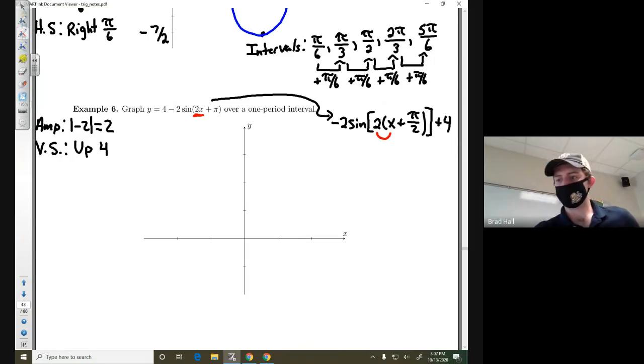And then 2 times pi over 2, well, the 2's cancel, you just get pi. Okay. It's a good way to check to make sure you factored out correctly. So I think this is a good time to bring everything back together. So amplitude is positive 2, and the vertical shift is up 4. Hopefully that part is okay.